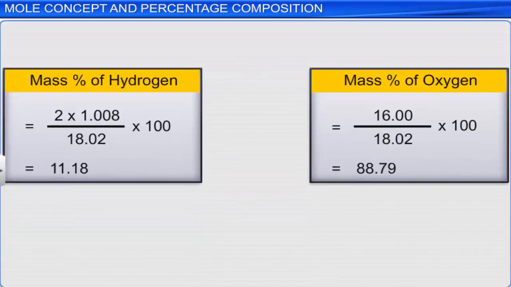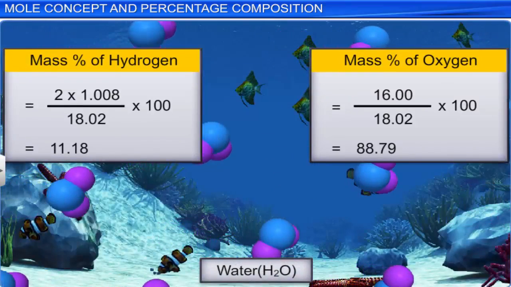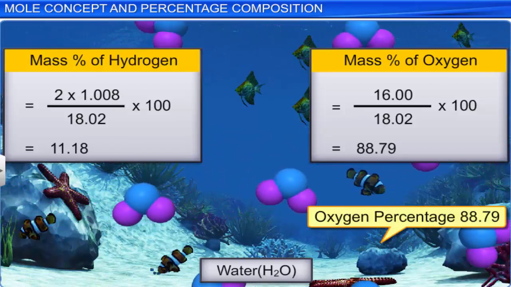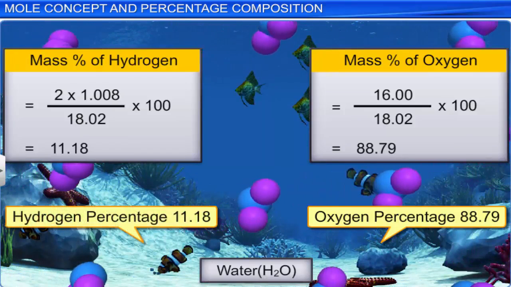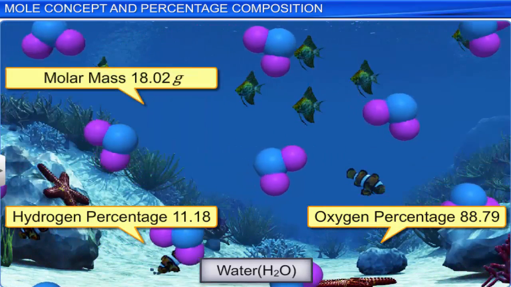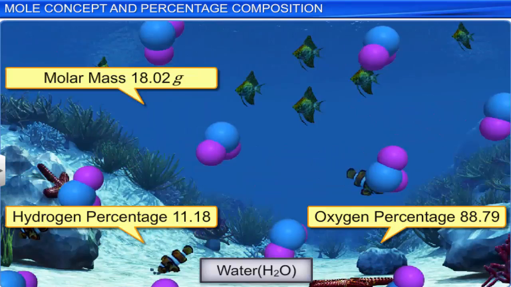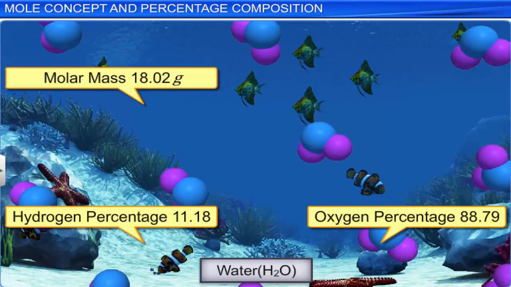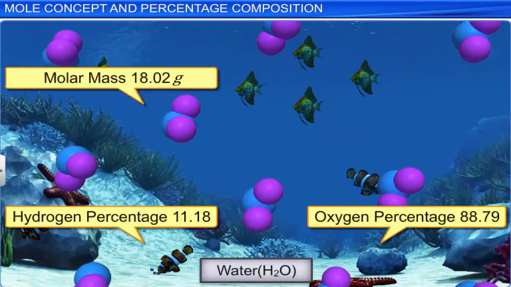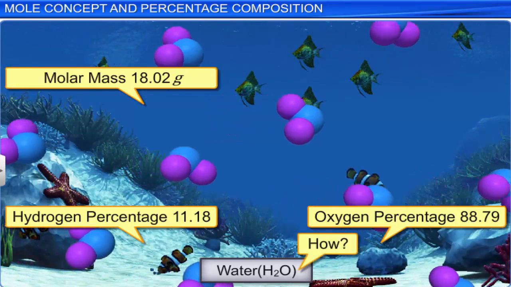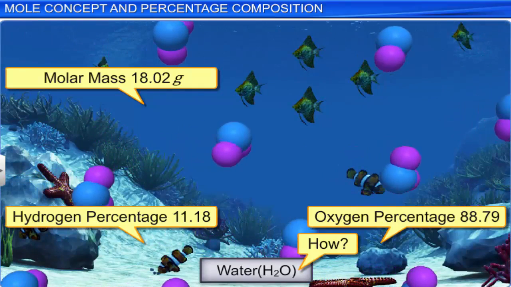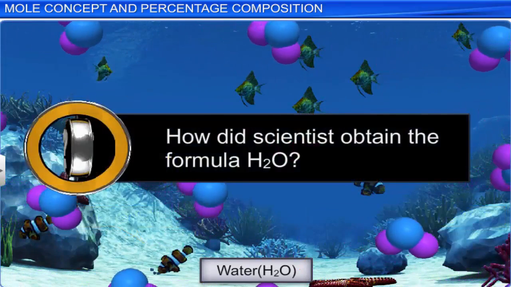Thus, the percentage of oxygen and hydrogen in water is 88.79 and 11.18 respectively. Molar mass and percentage composition help us understand the quantitative data associated with a chemical compound. But how does one arrive at the chemical formula of a compound? In other words, how did scientists obtain the formula H2O?